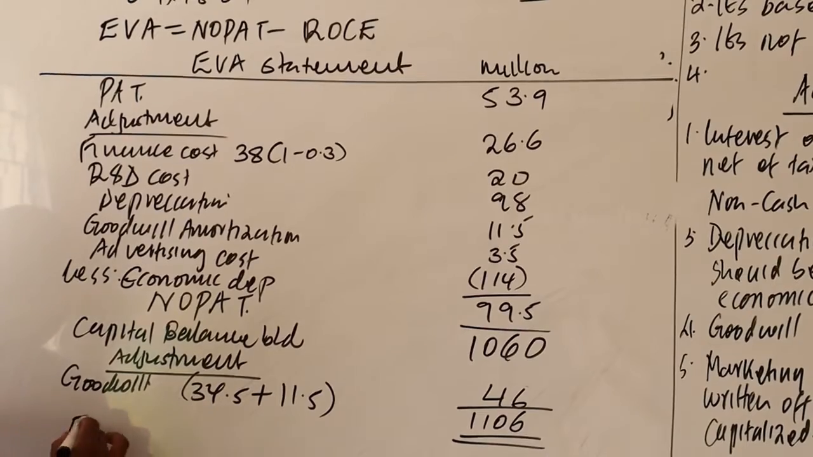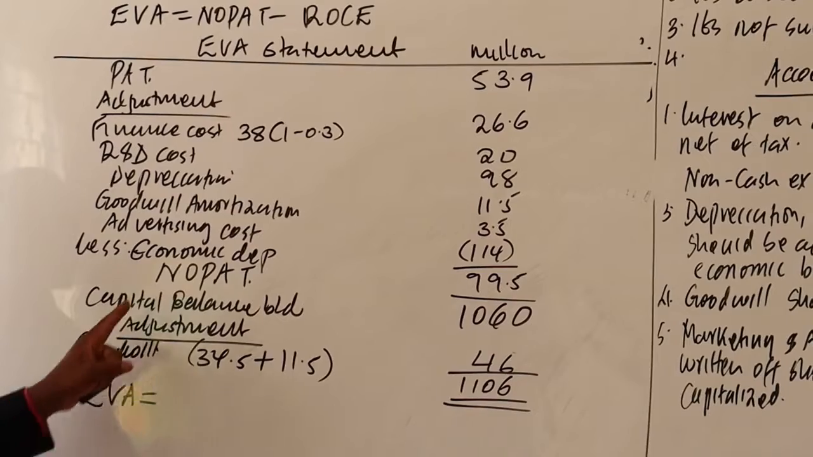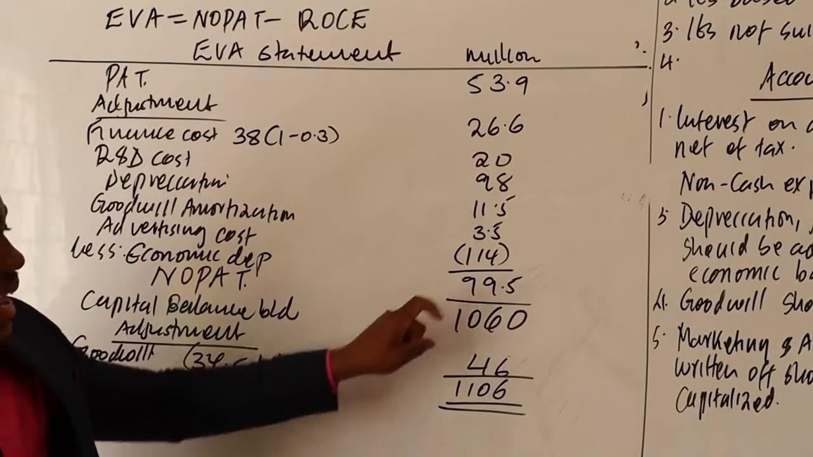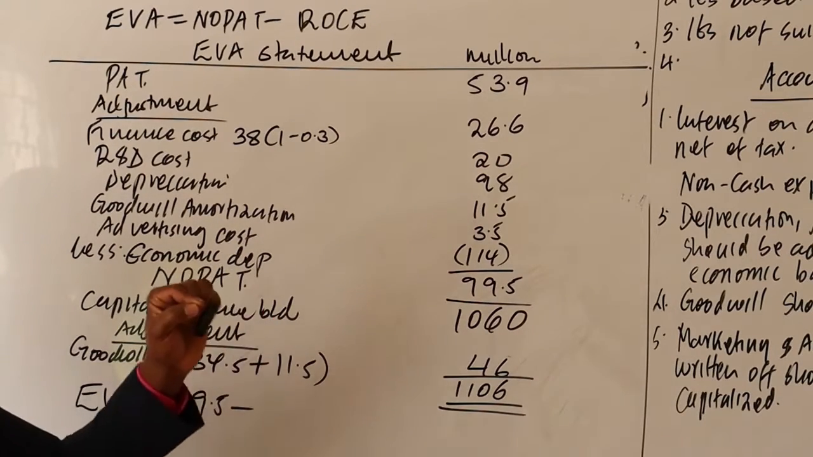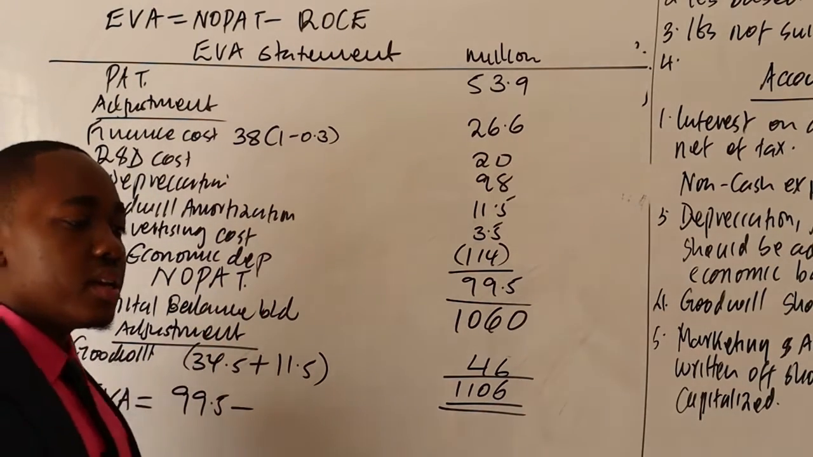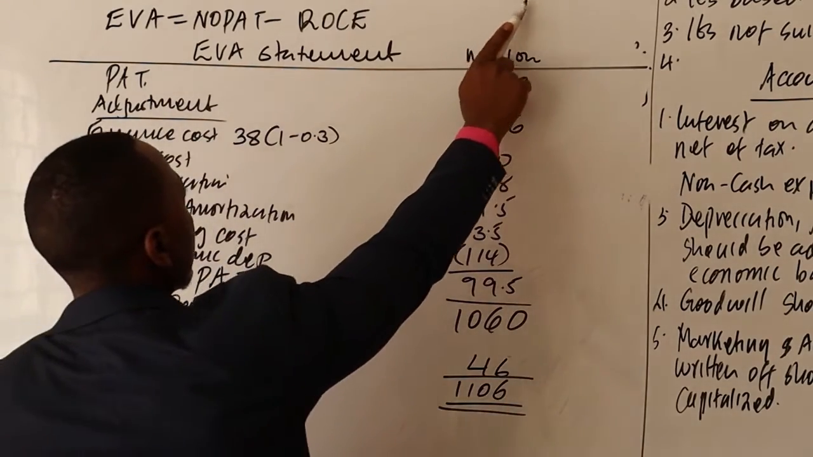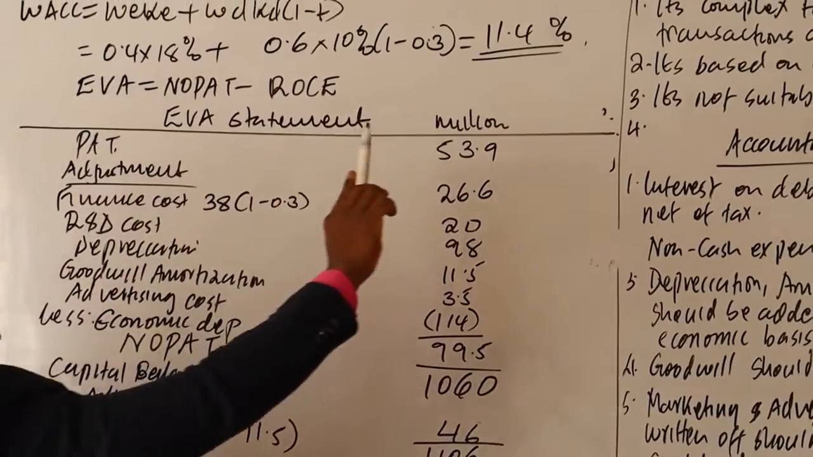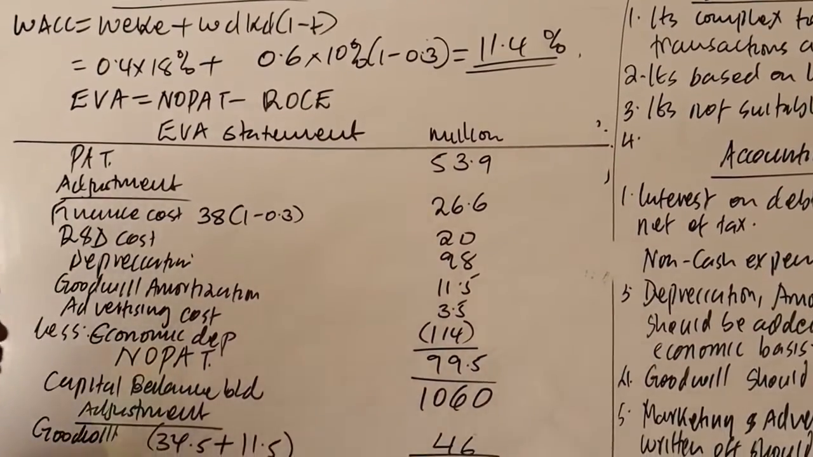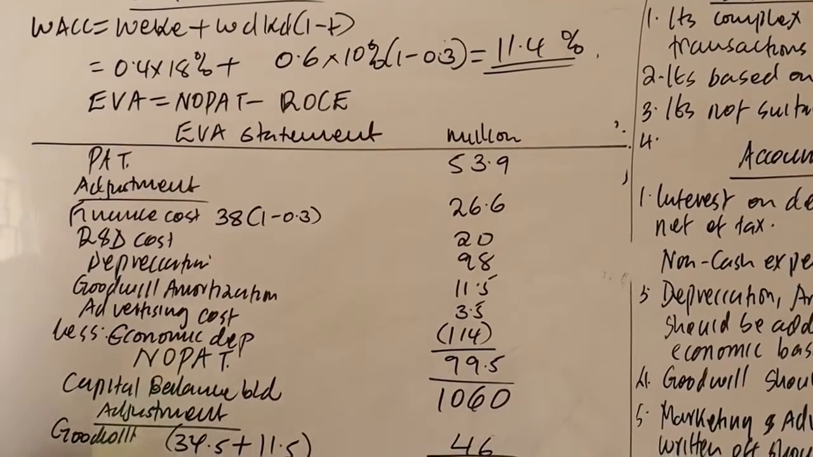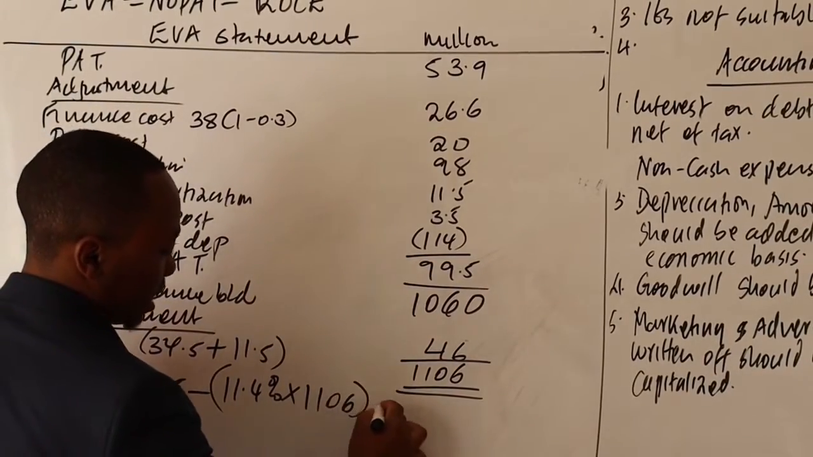So now let's get EVA. How do we get EVA? To get EVA, you take the NOPAT, or the net operating profit after tax, which is 99.5, minus return on capital employed. How do we get the return on the capital employed? You take the cost of capital times the capital. So let's go back here. How much was the cost? Our WACC, that was the cost of capital, was 11.4%. So it's 11.4% times the capital, and the capital is 1106.